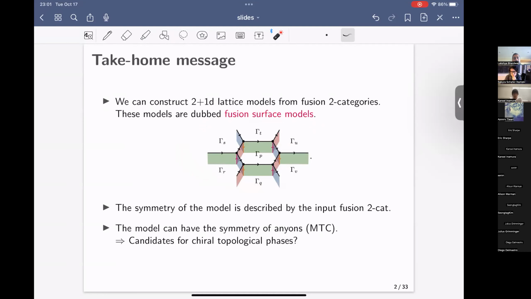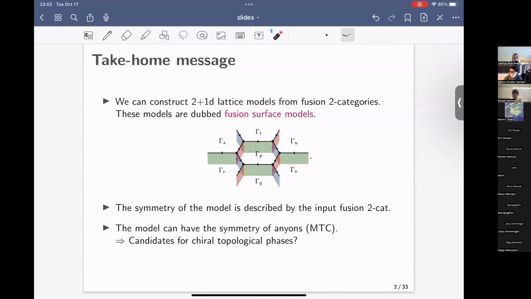And an important feature of this model is that the symmetry of the model is described by the input fusion 2 category. So this means that we can construct a lot of 2+1D lattice models from a fusion 2 category, and this fusion 2 category describes the symmetry of the models. And the symmetry described by this fusion 2 category is a very general finite symmetry in 2+1 dimensions, which includes any finite group symmetries with any anomalies.